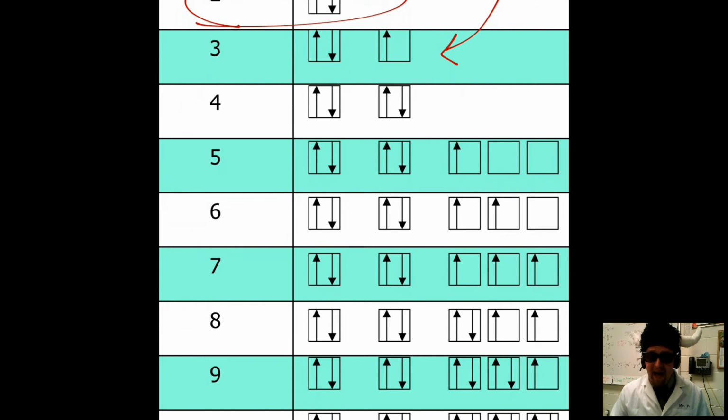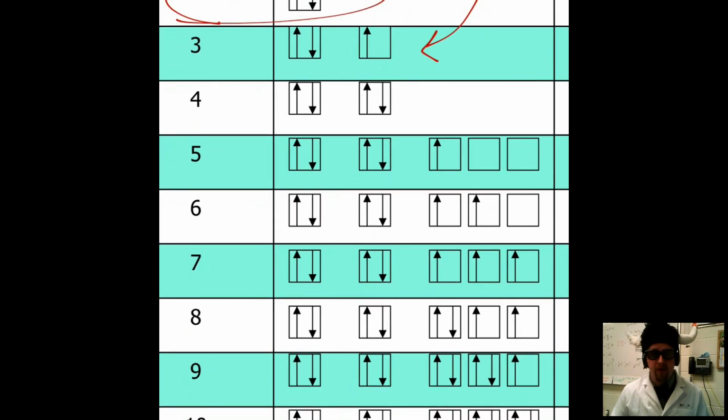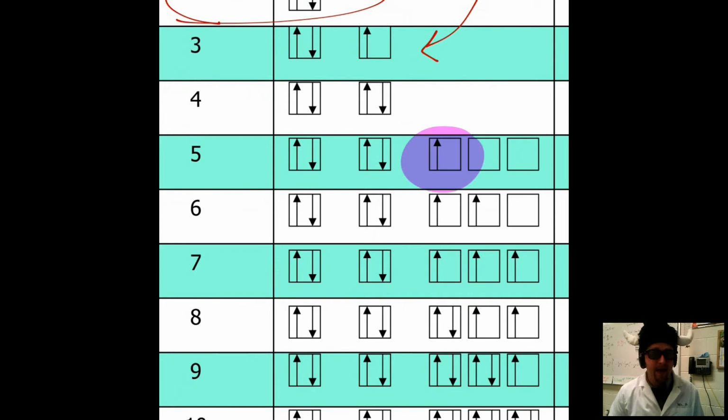Then we go to 5, and this is where we start to add p orbitals. Number 5 is boron, and boron is the first element in the p block. Boron is right here. We went 1s2, 2s2, and now we have boron over here. We're going to 2p, so boron has a 2p electron right there.